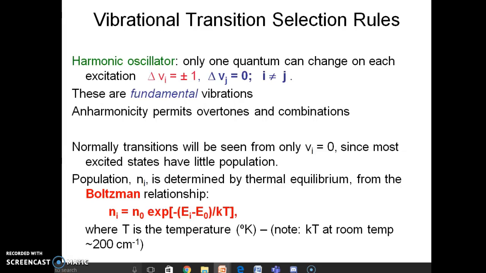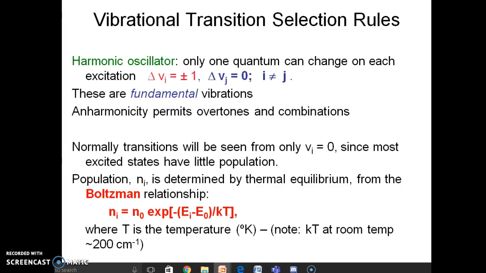For vibrational transition selection rules in a harmonic oscillator, only one quantum number can change on each excitation. Delta v_i is equal to plus or minus 1, delta v_j is equal to 0, for i not equal to j. These are the fundamental vibrations. Anharmonicity permits overtones and combinations.